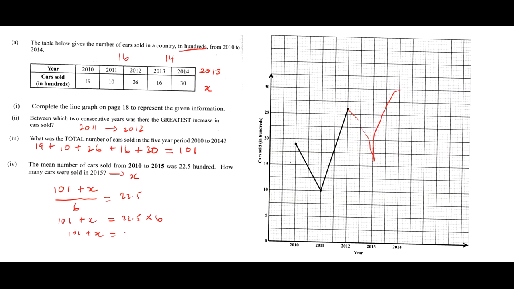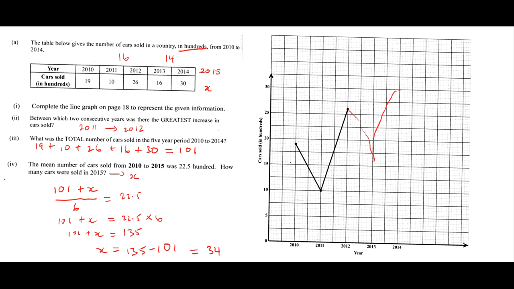So therefore this will be 135. Therefore x will be 135 minus 101, and that will give me 34. Right? So therefore the number of cars sold in 2015 will be 3,400.